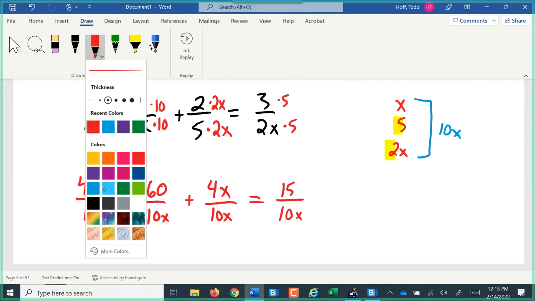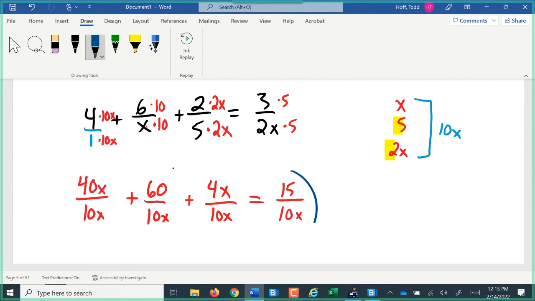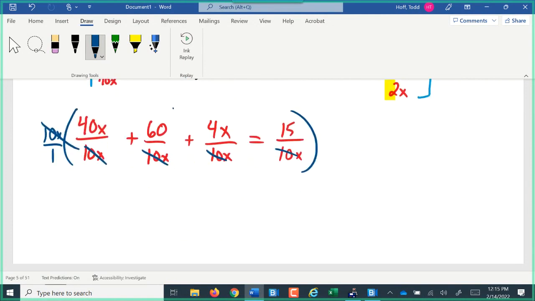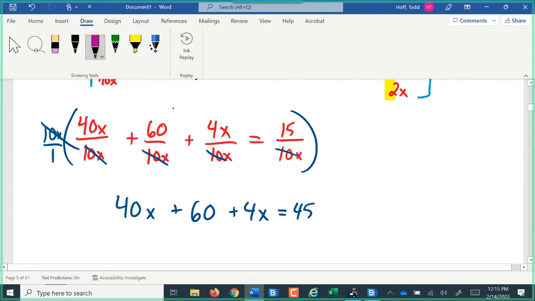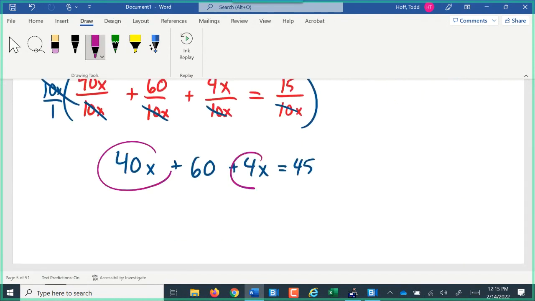Now again, everything here is over the same denominator, 10x. So if I multiply by 10x, or 10x over 1 if you want, it cancels out each of those 10x's, giving me the equation 40x plus 60 plus 4x equals 15. And now we can go ahead and start combining what we can on either side. 40x and 4x is 44x plus 60 equals 15.